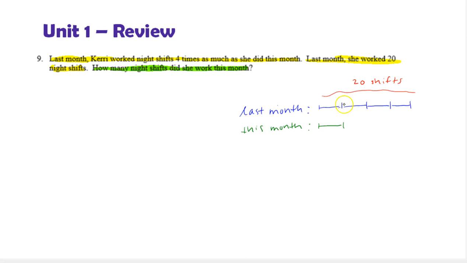Well, notice we want to break 20 into 4 equal pieces to find what this month is. So if we divide 20 by 4, we'll have 5. So notice if this is 5 plus 5 plus 5 plus 5, this totals 20 shifts, and this month is 5 shifts. So she worked 5 shifts this month. We divided last month's by 4 to get the result.